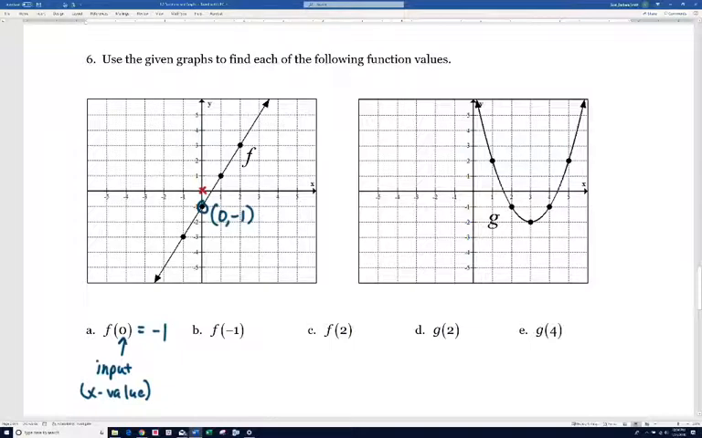And you can do the same thing with b. So x is negative 1 right here. And so this would be the point that has an x value of negative 1. That's the point negative 1, negative 3. And so f of negative 1 is equal to negative 3. Negative 3 is the value that corresponds to an x value or an input value of negative 1. Now that's one way you can do these problems. I think there's a better way.